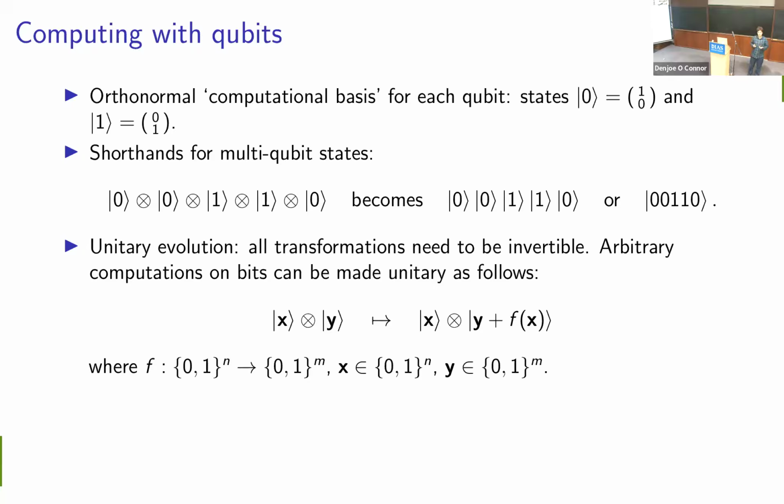And that is that rather than just having our input system and some output system, we actually put the two systems next to each other. So we have one input system. So this could be n qubits.